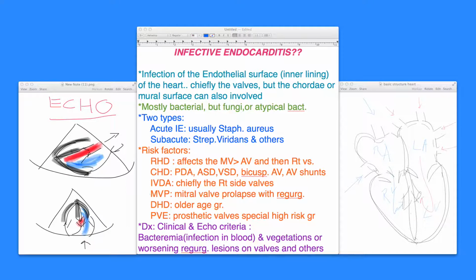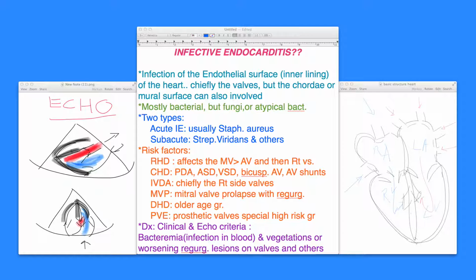Mitral valve prolapse, where the prolapsing of the valve occurs into the left atrium, and with the regurgitant lesion that follows, that regurgitation damages the valve leaflets, and as a result, they are more prone to infective endocarditis. Degenerative heart disease of the valves is where the valves have regular wear and tear from old age.